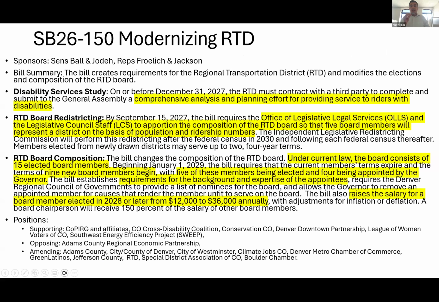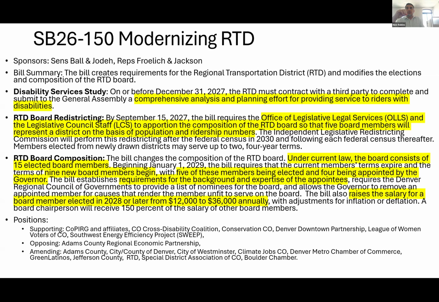And finally, the big bill that many are talking about, Senate Bill 150, modernizing RTD. This one has three main components. One is producing a comprehensive analysis and planning effort for providing services to riders with disabilities. Next piece is RTD board redistricting. So we would have the Office of Legislative Legal Services and Legislative Council staff create new districts. So there'd be 5 districts as opposed to the 15 that we currently have. And it would change the board composition.